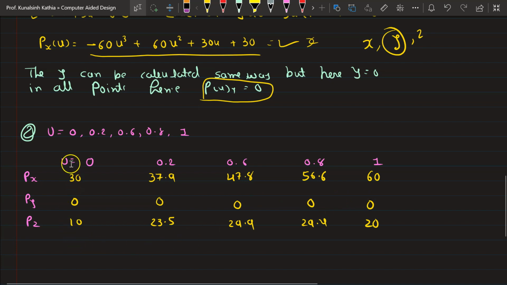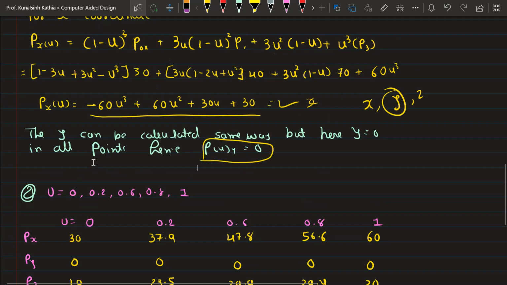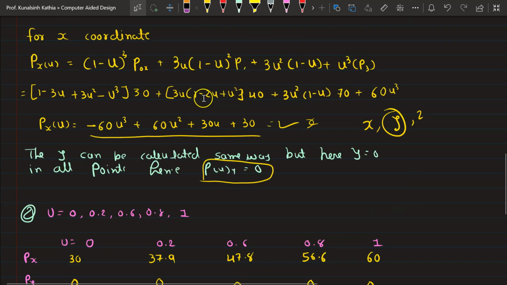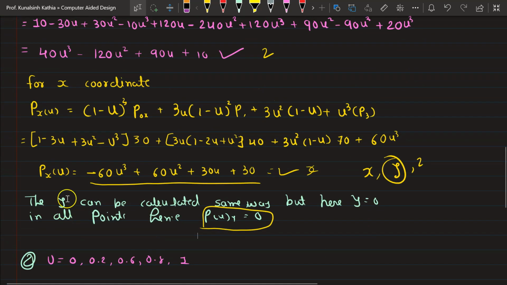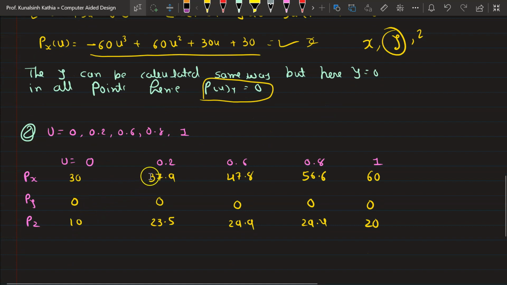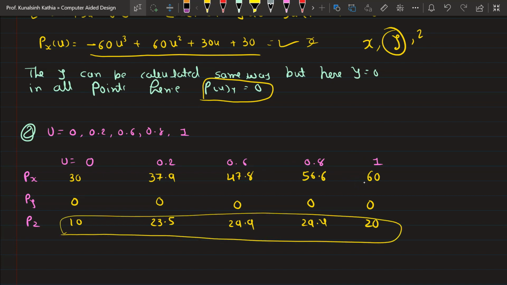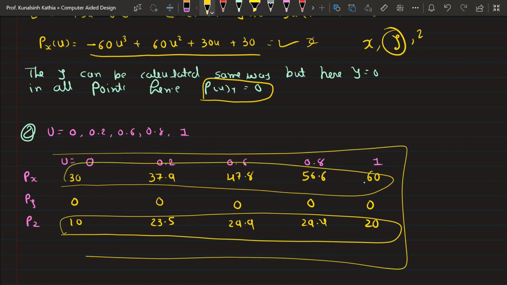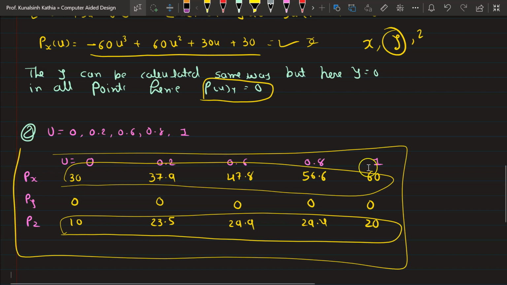And in pz, I have to replace this 0 where the previous equation for pz which I have got, the final equation, it should be in u cube, u square, u and 10. So I'll replace 0, 0, 0 and here. So the first point should be a 10. Why? Because replacing a 0 will make these terms 0, right? So for further 0.2, 0.6, 0.8 and 1. So by replacing these values, you can get these answers with respect to the pz. This is with respect to the px, right? So this was the second part which was asked in this numerical.